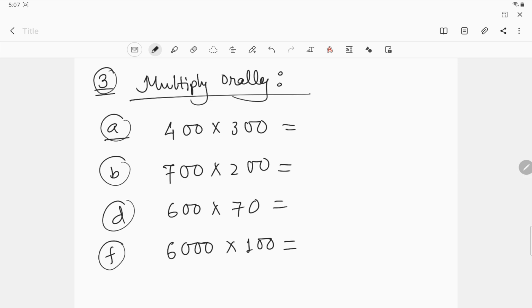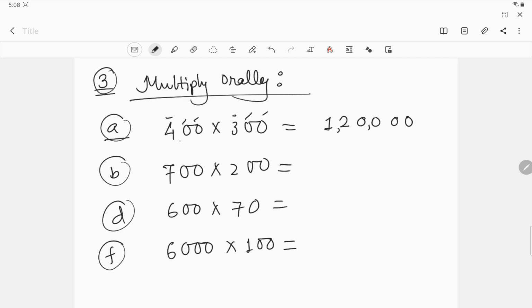When it is asked to multiply orally, how do we do this kind of problem? First, count how many zeros are in both the multiplicand and the multiplier. Count it: 1, 2, 3, 4. So write down 4 zeros. Now multiply 4 by 3. 4 into 3 is 12. So this is our required result. 1,20,000 is our product.